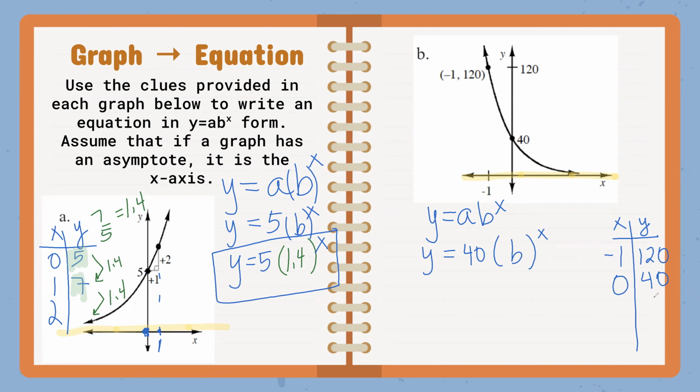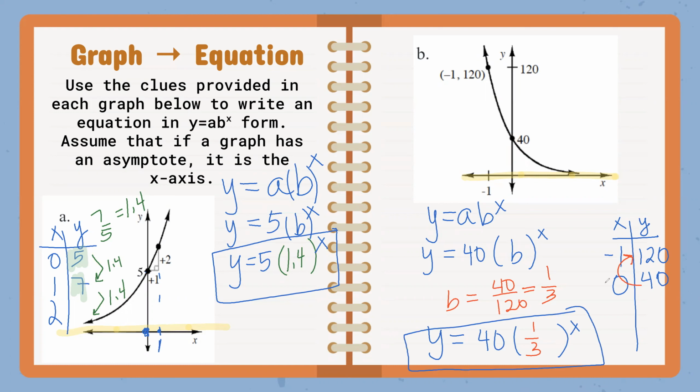Pause the video and calculate what is the multiplier here. To find the multiplier, you have to divide backwards, right? So you're going to do 40 divided by 120. And 40 divided by 120 reduces to 1/3. So your equation is y equals 40 times 1/3 to the x power.